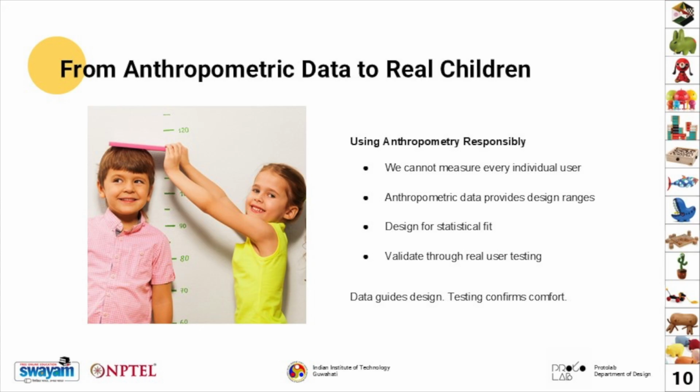User testing helps us observe, is the grip truly comfortable? Does fatigue appear earlier than expected? Do children adjust posture in unintended ways? Data guides design. Observation confirms usability. Good ergonomics combines statistical grounding with lived interaction feedback.